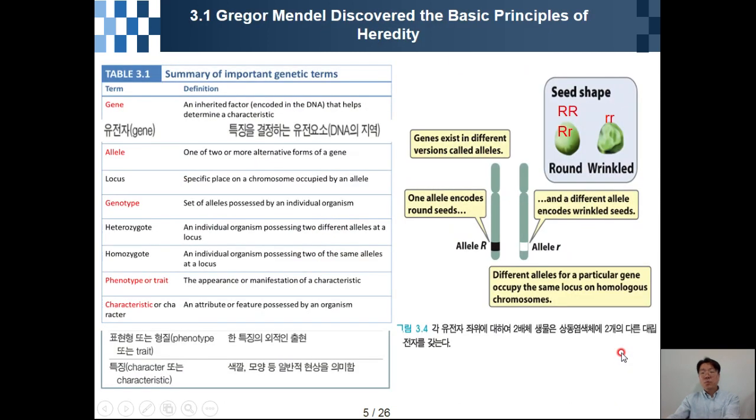In this slide, we will summarize important genetic terms. For example, start from gene, allele, genotype, phenotype or trait, or characteristics. So what is a gene? In Korean, we call it 유전자. In English, a gene is an inherited factor that determines a characteristic.